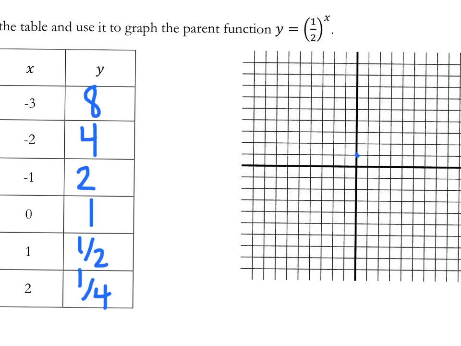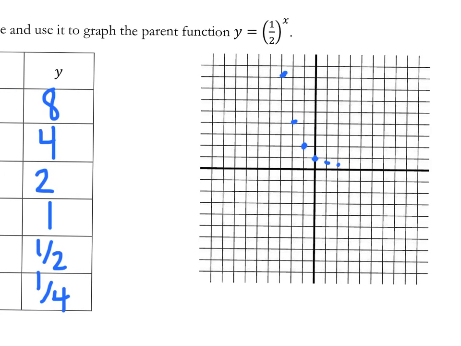So we have 0, 1. We have 1, 1/2. And then 2, 1/4. So you're getting really close to the x-axis. -1, 2. -2, 4. And -3, 8. And so, again, you're going to have an asymptote of y equals 0. But notice that for this one, the shape is going in the other direction. So instead of an exponential that looks like this, we're having an exponential that looks like this.